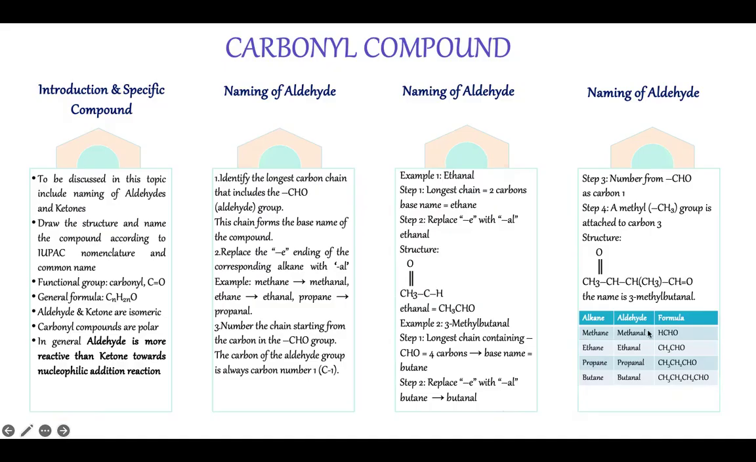Below here are some examples regarding the aldehyde. In terms of aldehyde naming, methane becomes methanal, and the formula is HCHO. Ethane becomes ethanal, which we already explained just now, and the formula is CH3CHO. Propane becomes propanal, and the formula is CH3CH2CHO. Butane becomes butanal, and the formula is CH3CH2CH2CHO.